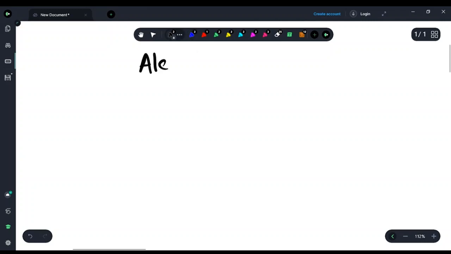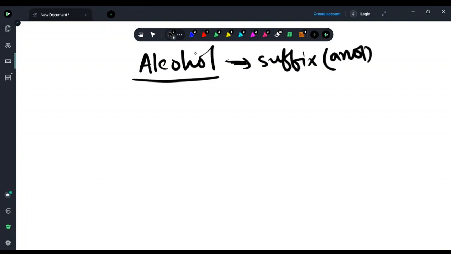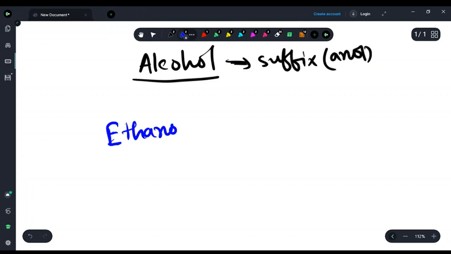So now we'll do it for alcohol. Its suffix is anol. So we know the general formula for the number of carbons: met, et, prop, pentanol. So for alcohol, the suffix will be anol. If there are two carbons, it will be eth plus anol, so that would be ethanol. So let's figure that out for ethanol. Okay, before ethanol, let's do methanol.